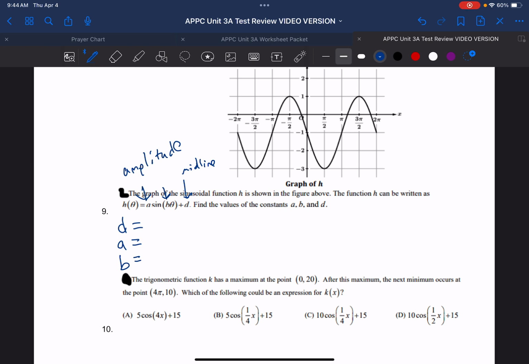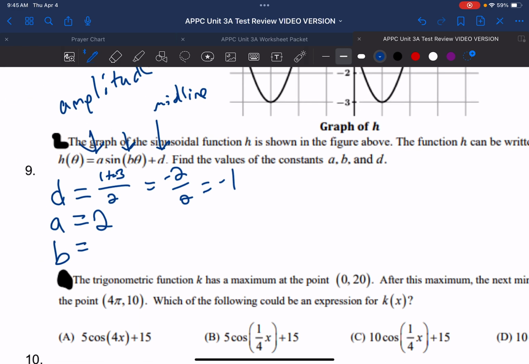So here, my midline is halfway between my max and min. So 1 plus negative 3 over 2 is negative 2 over 2, which is negative 1. So my midline is here at negative 1, which makes sense if you look at it. Boom, boom. My midline's there. And then if I have my midline drawn, I can now find my amplitude. Okay, my amplitude is 2.